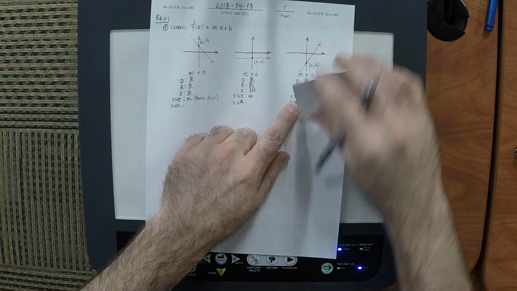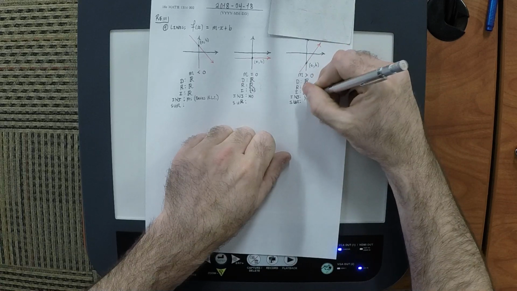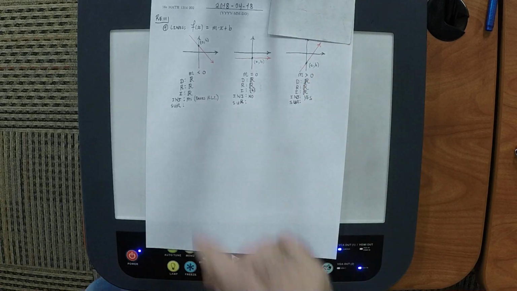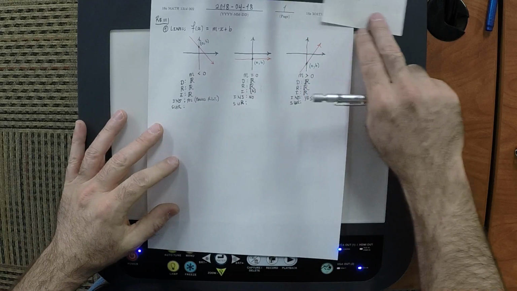Yes, because again, every horizontal line intersects at most once. So yes to this one. So how about the question of surjective? How do you address that here?